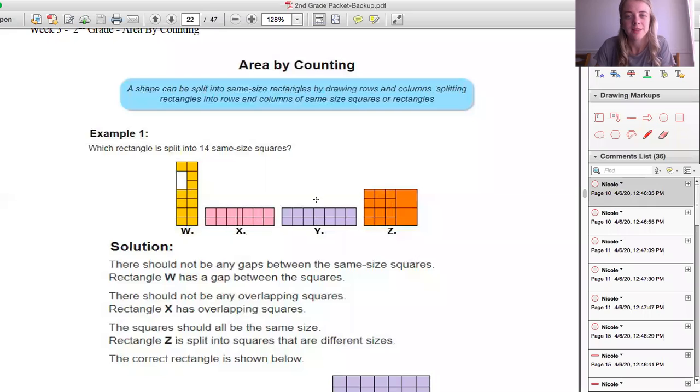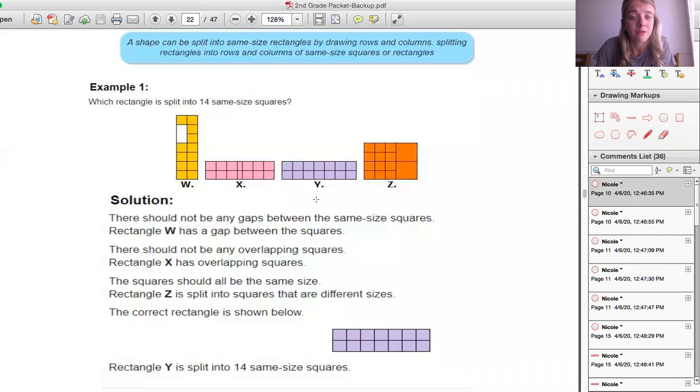Morning, guys. This review is going to be super fast because I'm only having you do two activities today in your packet, because I want you to get on the Google Classroom and do that quiz today. So here are the two things that you have to do in your packet today. All right, so the first one is area by counting.